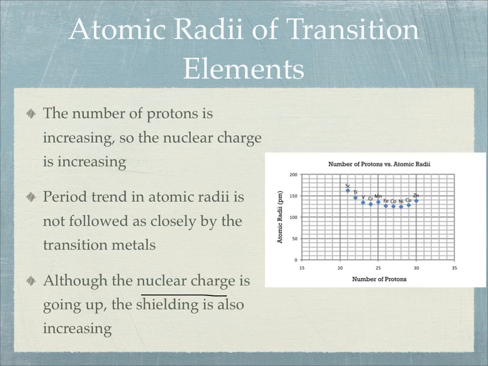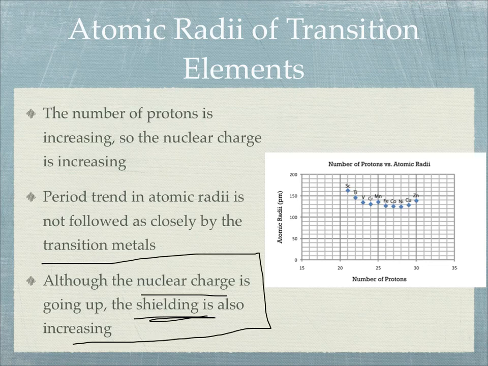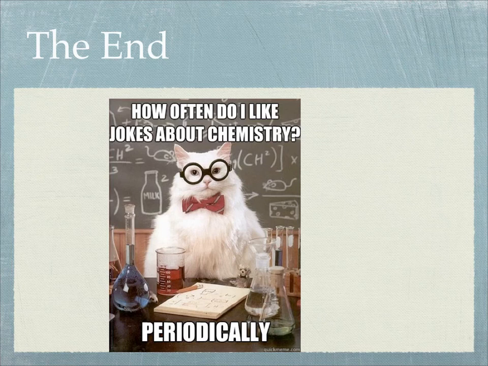So while you're increasing the nuclear charge, you're also increasing the shielding. Okay, so this would be a good point to know. This might be a great test question. I would say, why don't the transition metals follow this trend as well? You would say, well, they add nuclear charge, but they also increase shielding. So those two things kind of counteract each other. And there you have the end of section 9.2.